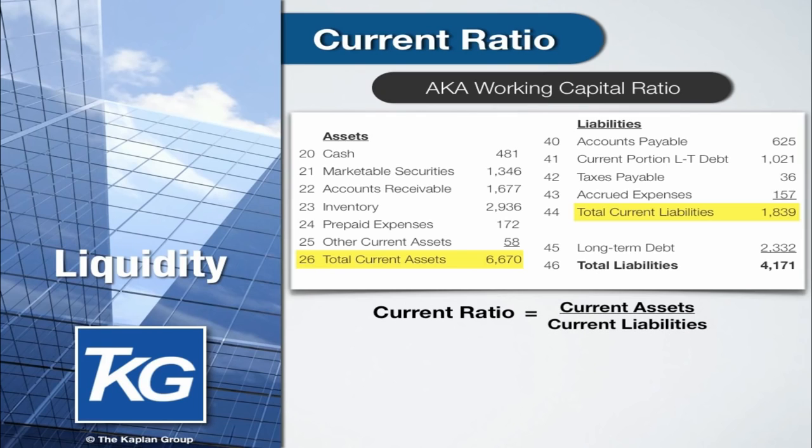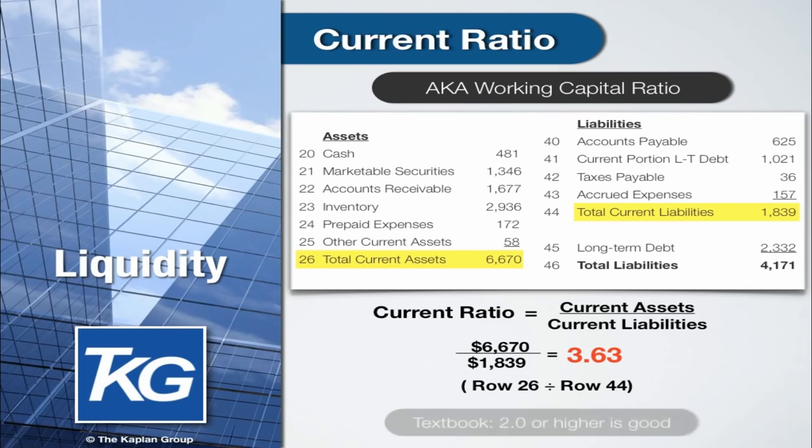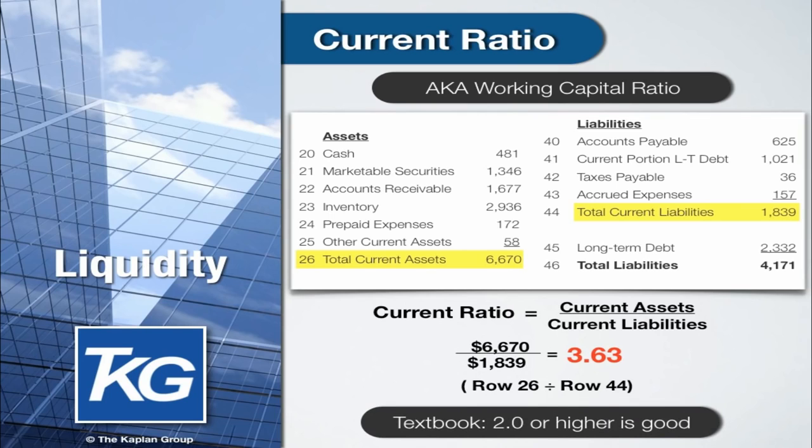In this example, that means $6,670,000 of current assets divided by $1,839,000 of current liabilities and gives us a number of 3.63. The accounting textbooks will tell you that a current ratio of 2.0 or higher is an indicator of the company having sufficient liquidity. This is one of the key measures of liquidity.